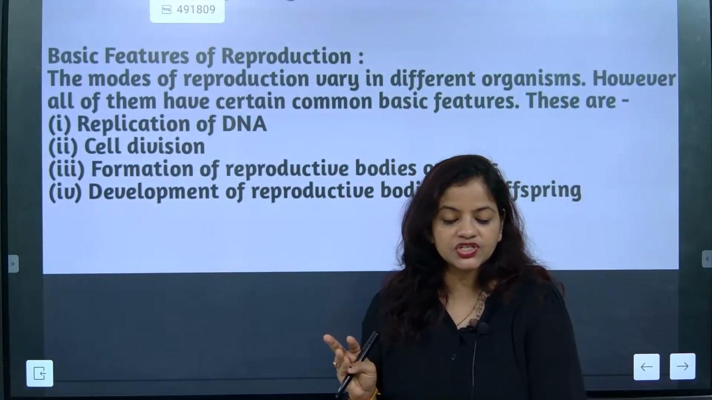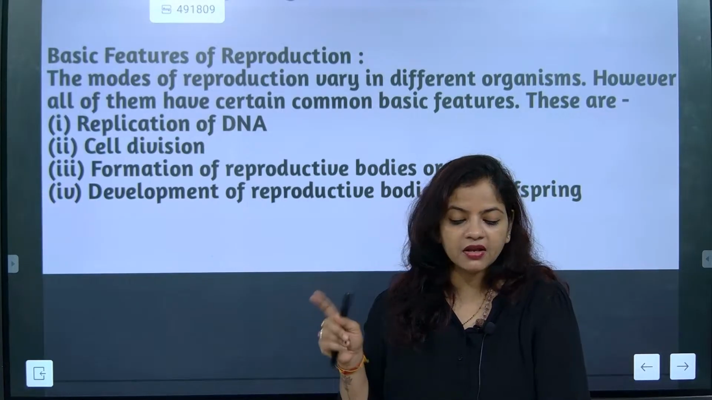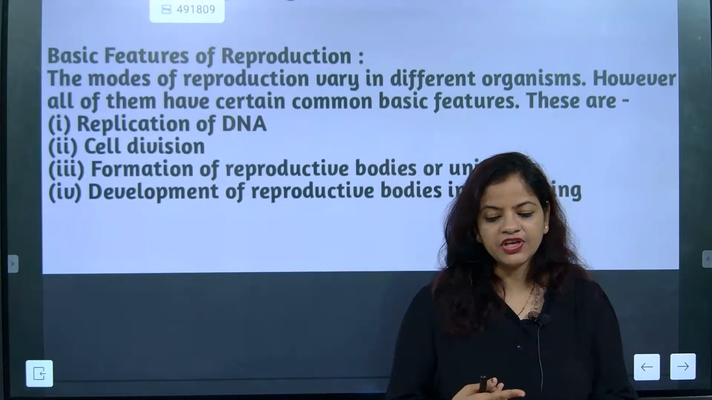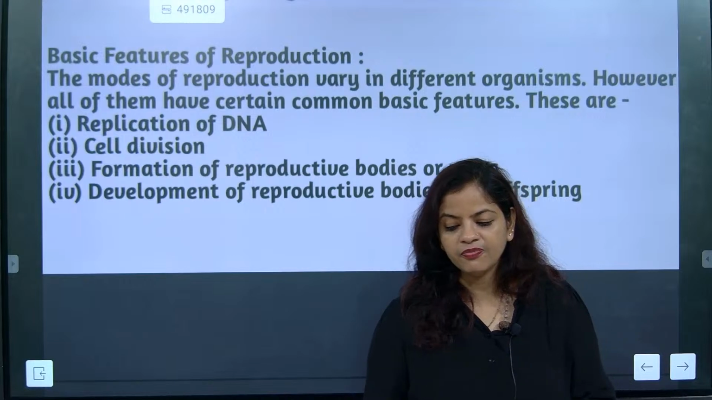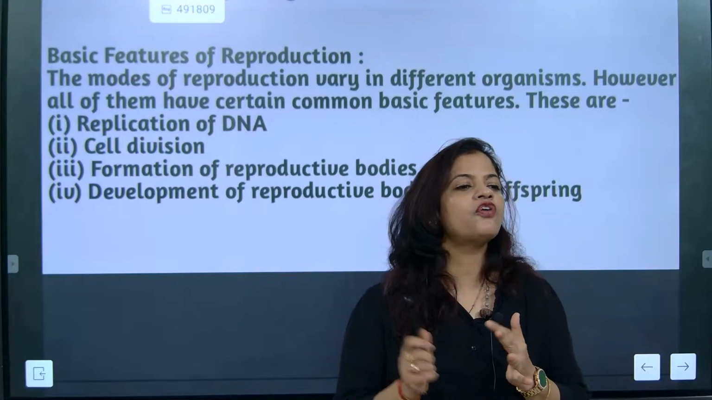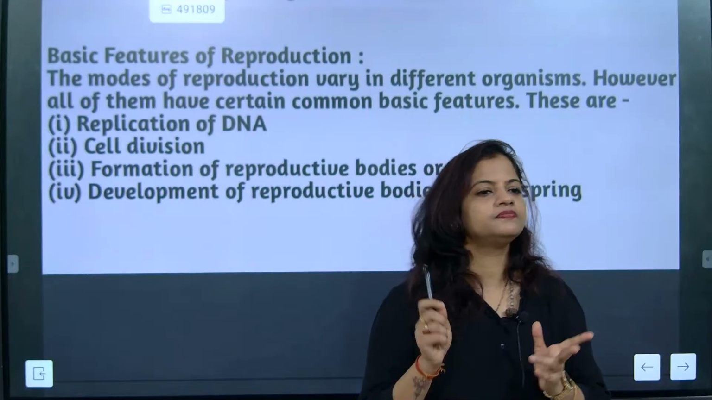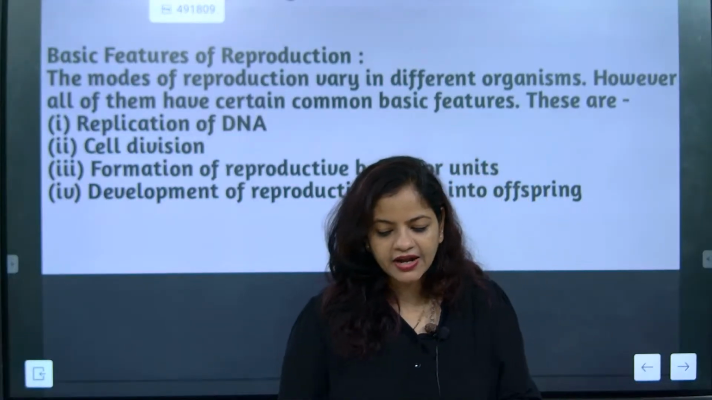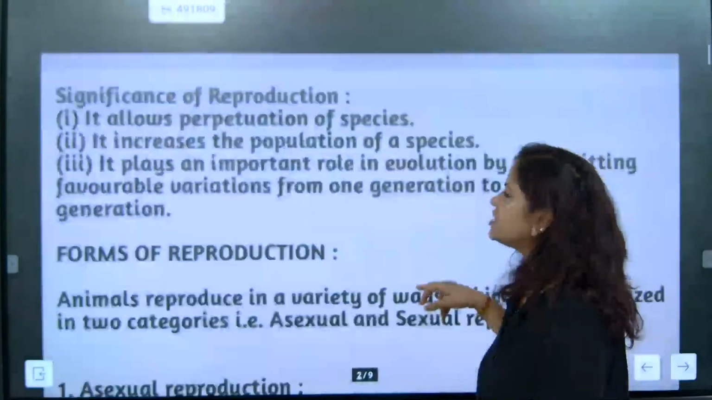So what we have learned: replication, cell division. Very good. Again, say the four processes. First is replication, cell division, formation of reproductive bodies, development of reproductive bodies. In shortcut, we will say replication, cell division, formation and development. Good morning, Jotam. So now these are the four processes.